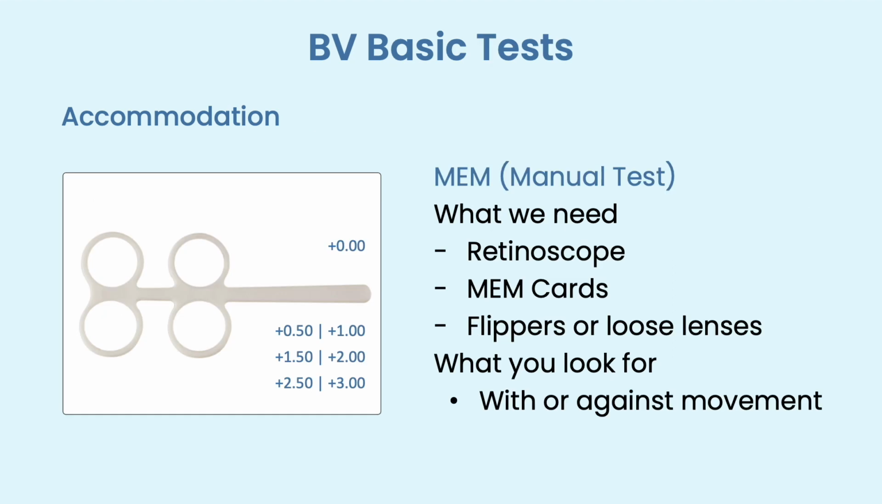MEM is a form of near-point retinoscopy, where we measure the accommodative response. For this test, we will need a retinoscope with MEM cards attached to it, and loose lenses or flippers. I made myself a set of 3 flippers specifically for MEM. One set with a +0.50 and a +1. One set with a +1.50 and a +2. And the last one with a +2.50 and a +3.